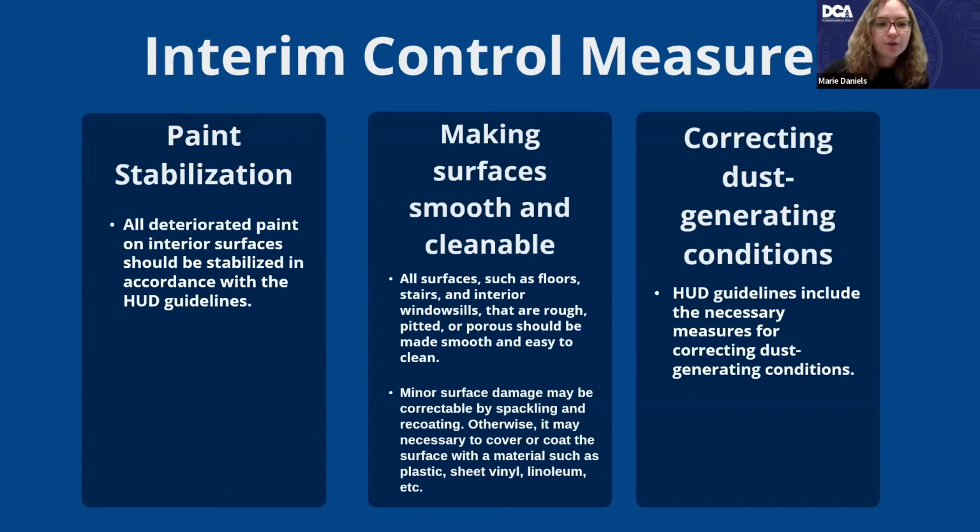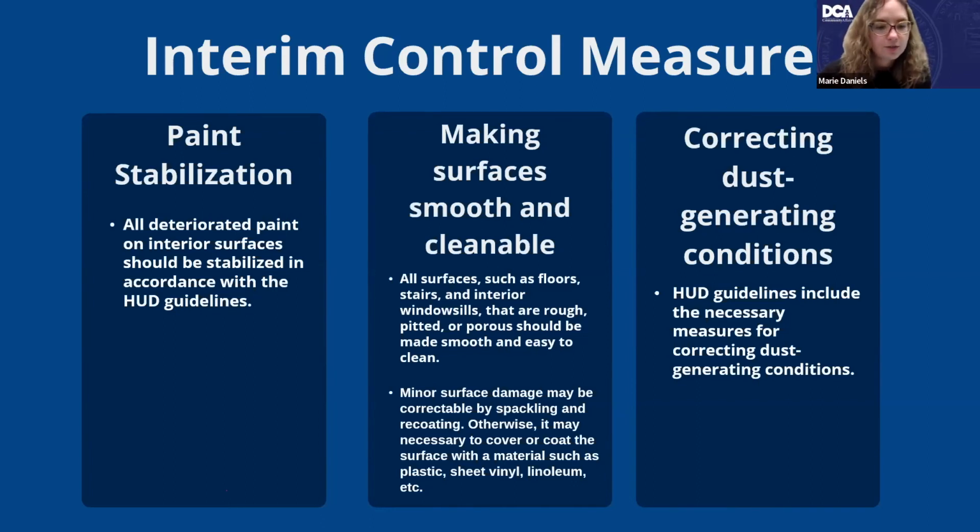That can often be corrected even just by spackling and recoating. Otherwise, they might have to cover it with a surface or a material like plastic or sheet vinyl, but it's just making sure you have one flat surface that doesn't collect dust. There's also just correcting dust generating conditions, and the HUD guidelines do give a lot of the different measures that are included therein. So if you know that an owner is performing an interim control, these are the kind of things to keep in mind for what they may have been doing.